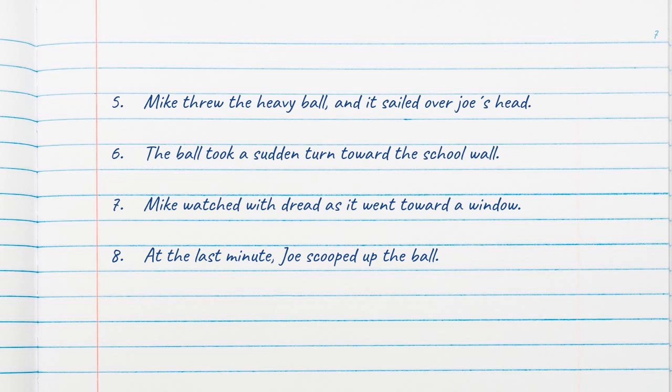Okay, let's check our answers. Number 5. Mike threw the heavy ball and it sailed over Joe's head. What are the vowel diagrams? We have heavy and head. Number 6. The ball took a sudden turn toward the school wall. What are the vowel diagrams? Took and school. That's right.